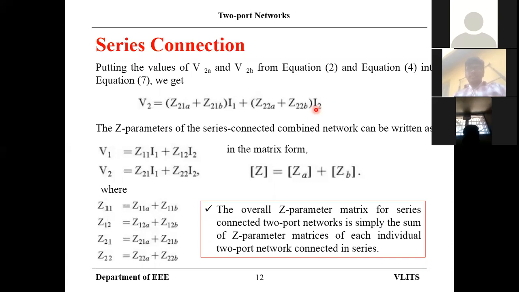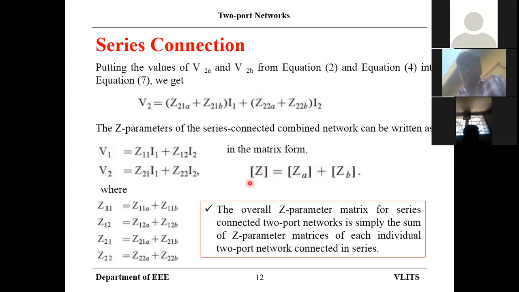Right? So we can write these equations as V1 is equal to Z11 into I1 plus Z12 into I2, and V2 is equal to Z21 into I1 plus Z22 into I2. This means Z11 is equal to Z11A plus Z11B, and Z12 is equal to Z12A plus Z12B, and similarly Z21 and Z22. So if you want to find the equivalent impedance Z of the two-port network, you have to add the impedance matrix of network ZA and the impedance matrix of network ZB. Then you will get the equivalent impedance of the equivalent two-port network.